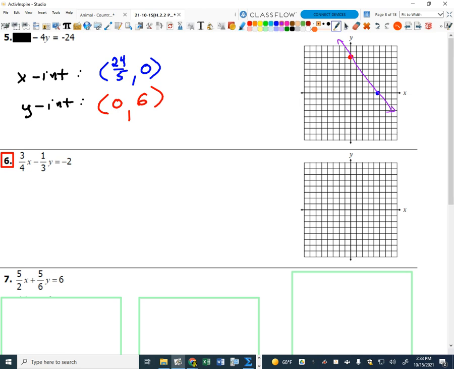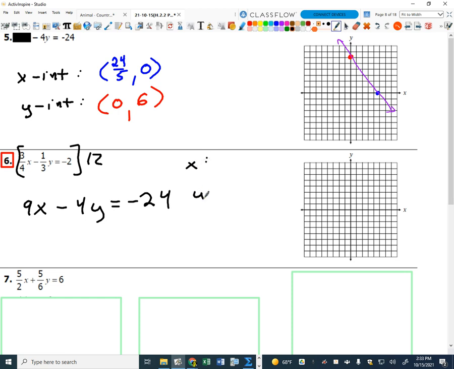Yeah, why don't we clear fractions, right? If we distribute a 12 through, 12 times 3/4 gives us 9x, minus 12 over 3 is 4, so I get a minus 4y, equals negative 24. I might still end up with some fractions in my answer, but at least they're a little easier to calculate now.